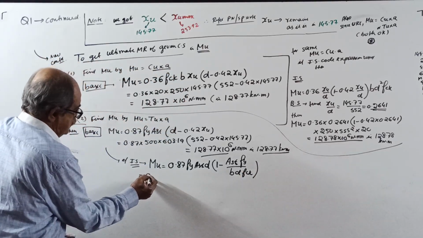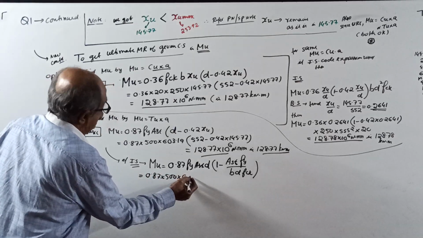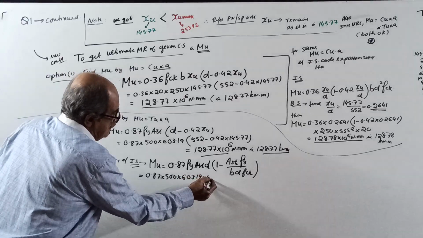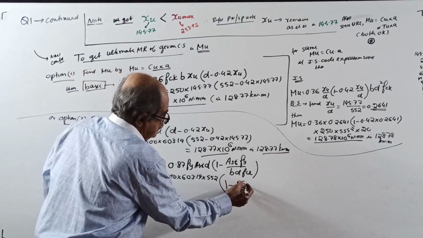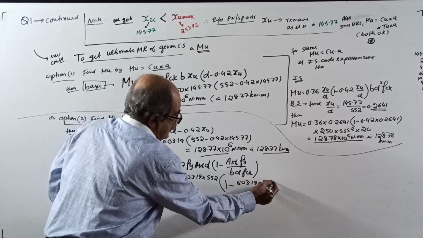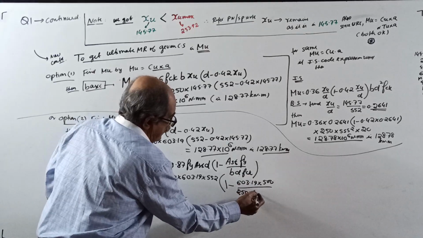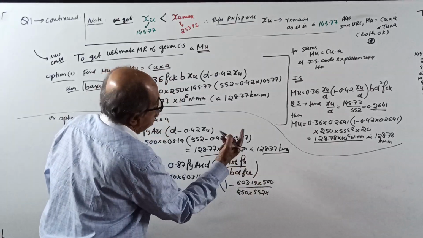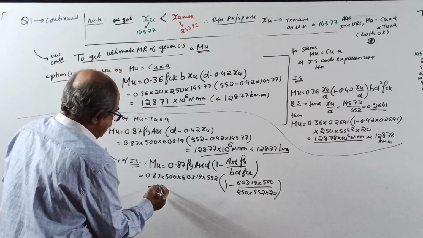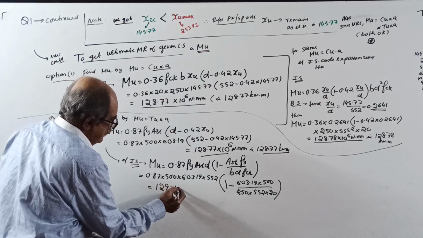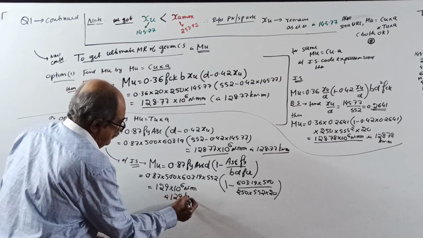Substitute: 0.87 into 500 into 603.19 into 552 into bracket 1 minus Ast fy, that is 603.19 into 500, divided by b which is 250, d which is 552, and fck for M20 concrete, 20. When you calculate, it will come to 129 into 10 to the power 6 Newton millimeter, that is 129 kilonewton meter.